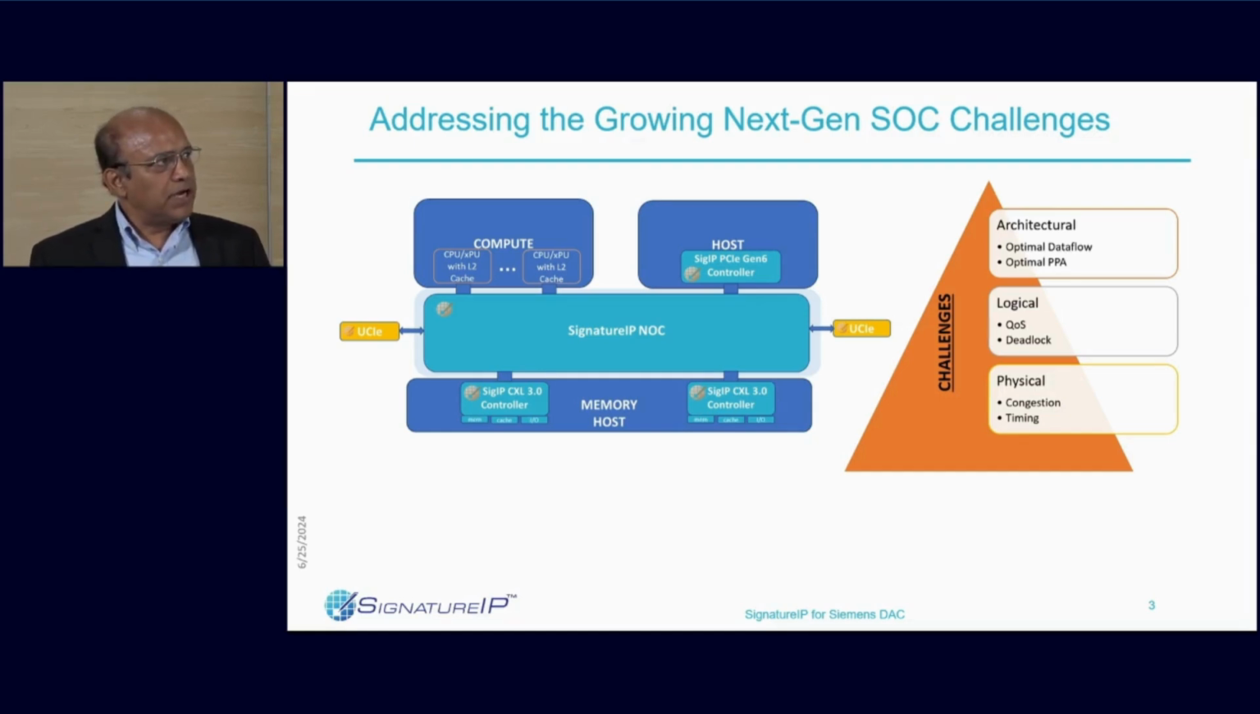So as you can see, on the architecture side, the challenges are usually optimal data flow and optimal PPA. Then on the logical side, it's quality of service and deadlock. Those things are pretty critical. Then on the physical side, it's congestion and timing. Those things are pretty critical.